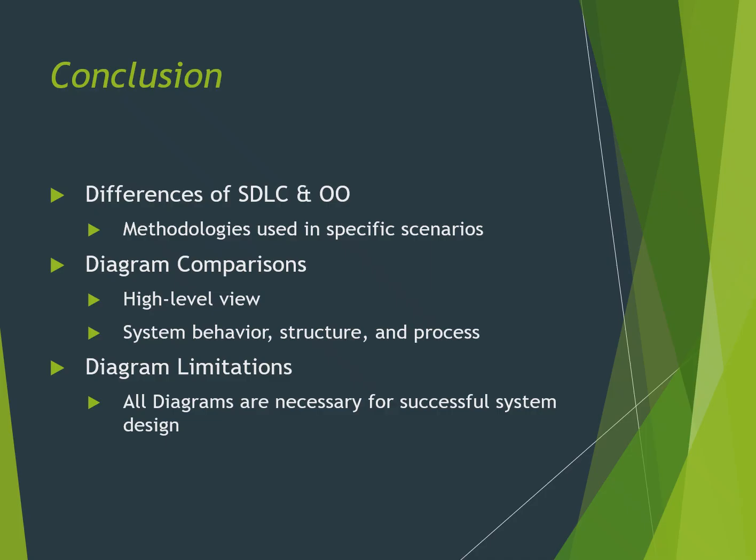Next, the diagram comparison showed us how each type of diagram gives us different views of a system. All provide a high-level view, but some might go a little bit more in depth with their view. Together, they allow us to understand the system from different points of view. Finally, we looked at the limitations that each diagram might face. Each one has its strengths and weaknesses, but all of them are necessary for proper system design. Using them together allows us to get the full picture of a system.